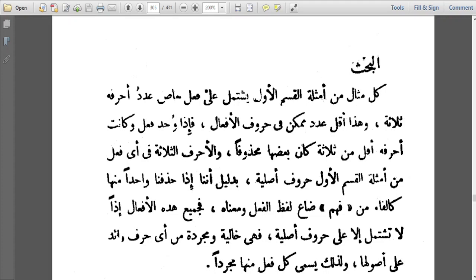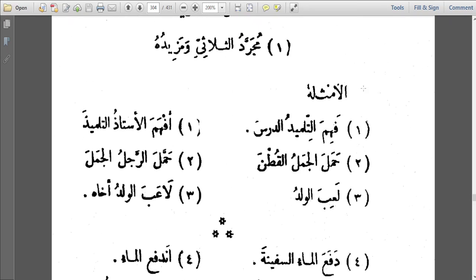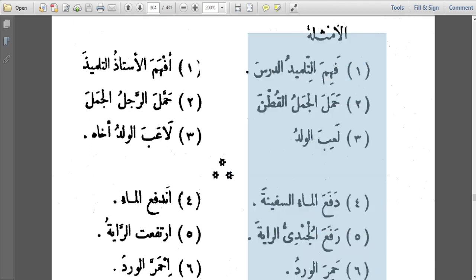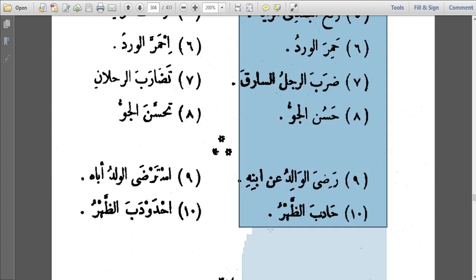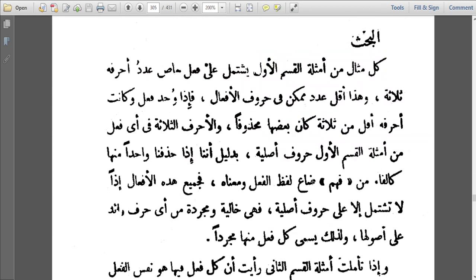البحث says كل مثال من أمثلة القسم الأول يشتمل على فعل ماض عدد أحرفه 3. So all this part, the verbs are 3 letters. All this part, the verbs are 3 letters. That is why I was saying the hadaba is not supposed to be part of the list.